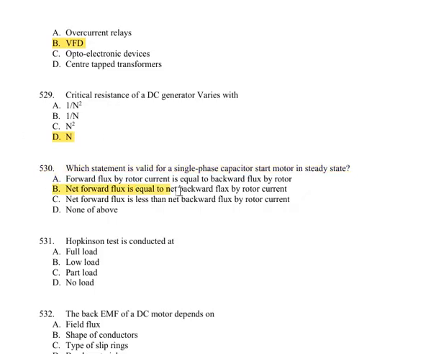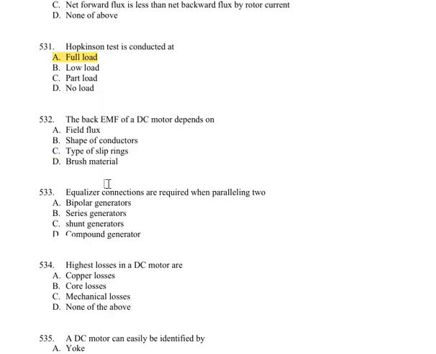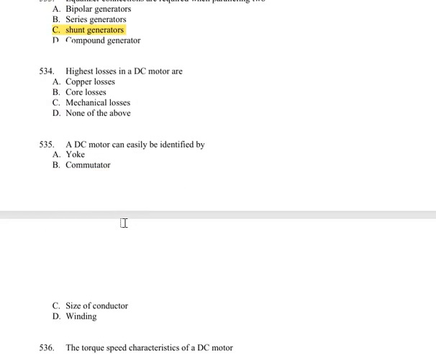The answer is option. The test is conducted at full load. The back EMF of a DC motor depends upon field flux. Equalizer connections are required when paralleling two shunt generators. Highest losses in DC motors are copper losses.